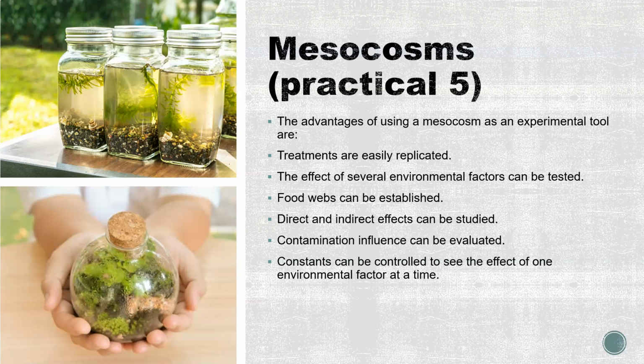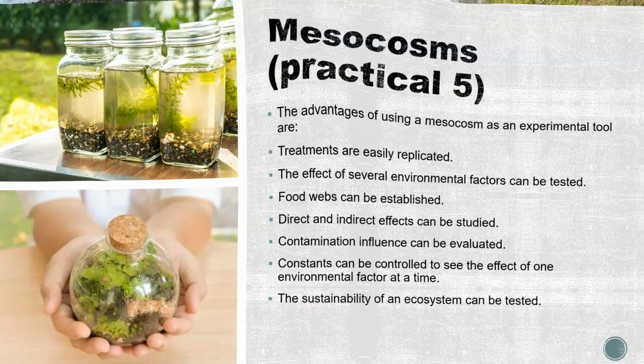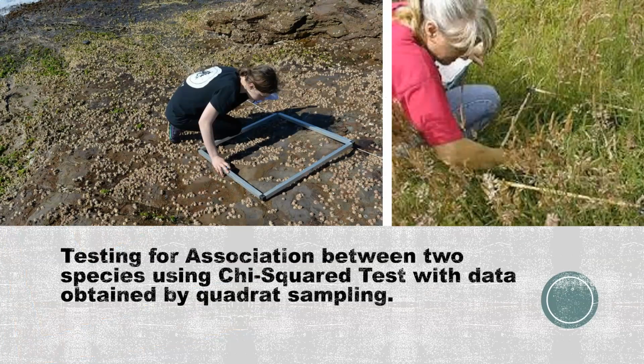Constants can be controlled to see the effect of one environmental factor at a time. And the sustainability of an ecosystem can really be tested. So they are miniature environments that match a large-scale environment. Now your terrarium really didn't go into that much depth. You haven't matched an actual environment that actually exists. You've made your own small terrarium.